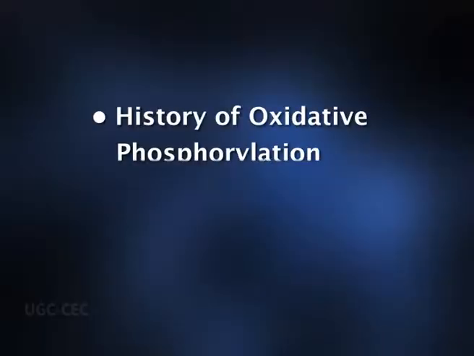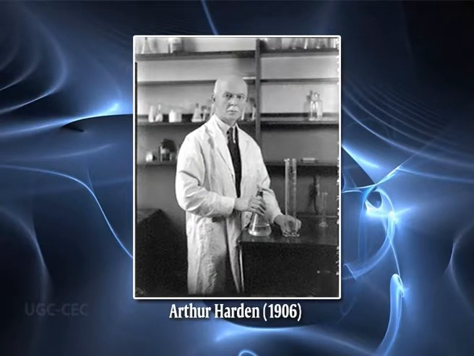Now, we will discuss the history of oxidative phosphorylation. The field of oxidative phosphorylation began with the report in 1906 by Arthur Harden of a vital role for phosphate in cellular fermentation. But initially, only sugar phosphates were known to be involved.